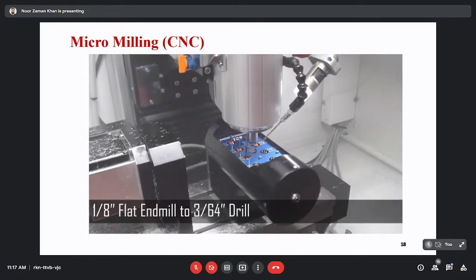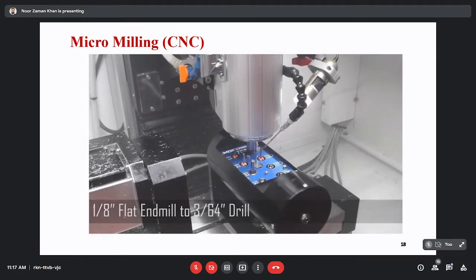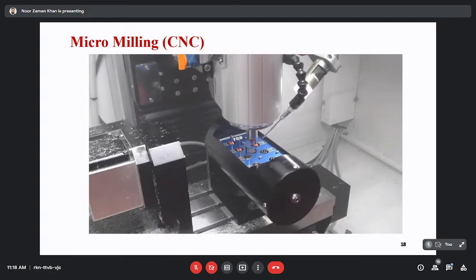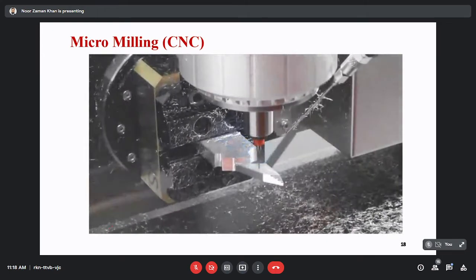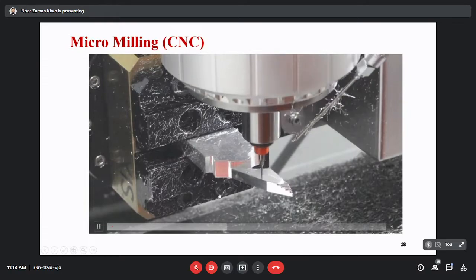Now they are using flat end mills from 3 mm down to around 1.1 mm, only around 1100 micrometers. So they are performing a drilling operation using this end mill.